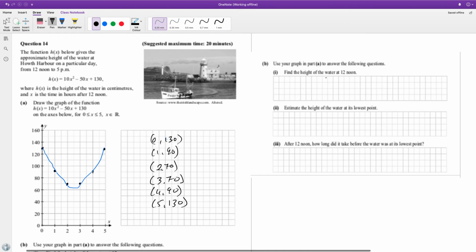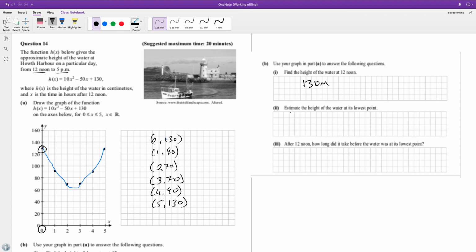So, next one. Find the height of the water at 12 noon. Grace, what do you reckon? Have a stab at it. Give me a height. 130 meters, because 12 noon to 5 p.m. and where do we start? We start at 12 noon. So what's the height at 12 noon? 130 meters.